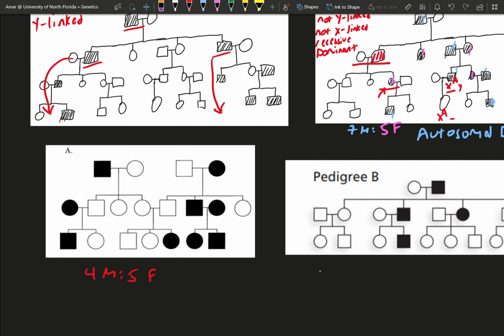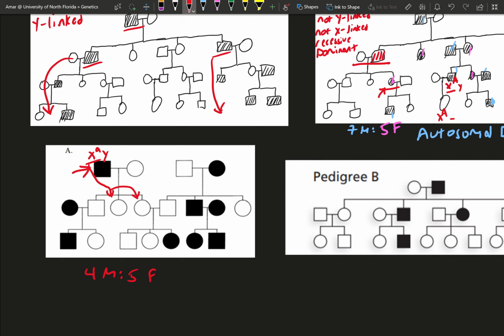Now we need to figure out if it's an X-linked trait. First of all, we're going to look at this individual over here. Let's say this trait is due to X-linked recessiveness. So X little a, Y. Like I said before, this X little a had to have been given to all of his daughters, but it hasn't. So therefore this trait is not X-linked recessive.